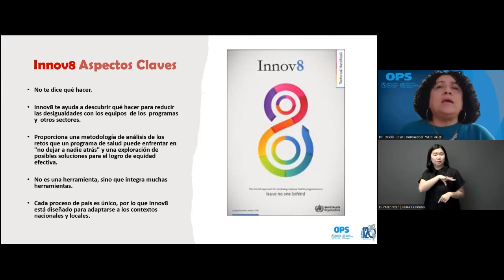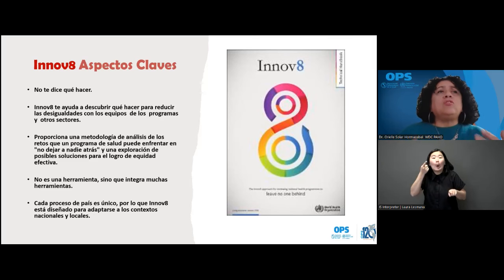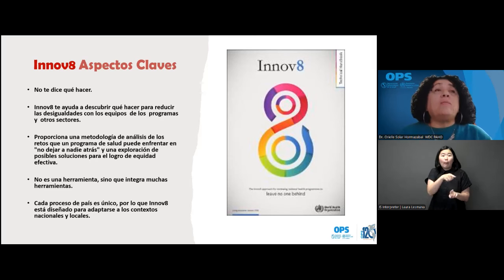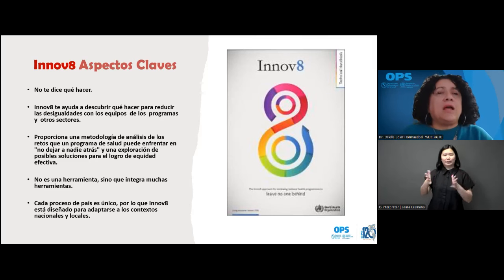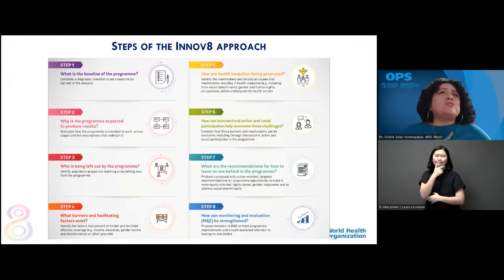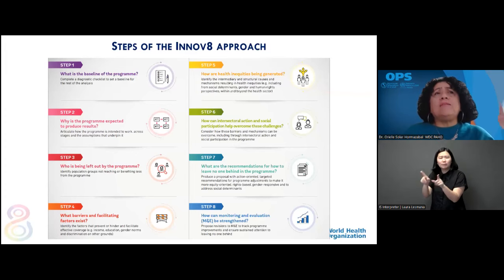It's a tool that doesn't need to tell you what to do, but it lets you work with the teams themselves, and it focuses on the challenges. It does an analysis of how these groups are being left behind and what are the solutions that are feasible that you could implement. And there are several tools that are part of Innova. Innova has 8 steps, and each process is unique in the country. And these 8 steps are written down right here.